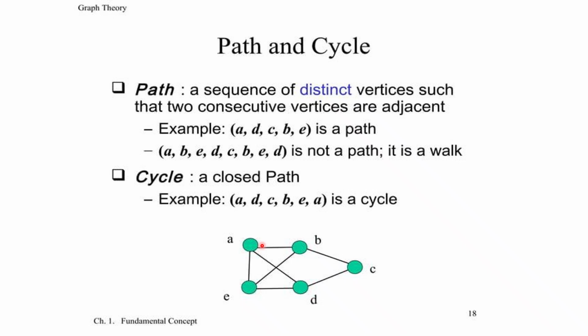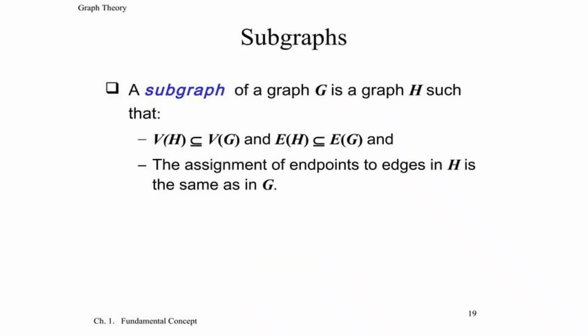So in a cycle we have some rules. It must have at least 3 vertices, and no vertex is repeated except the first and last, which are the same. And next, move to subgraph.